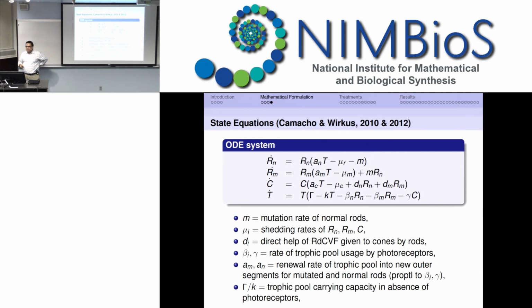This leads to the following system of ordinary differential equations. When we go over this, we see that if the normal rods and the trophic pool interact, then they contribute in a positive way to the population for the normal rods. This is the death rate. This is a mutation rate, so a normal rod will be removed from this population when it mutates, and then it's added to that other population, the mutated rods. Similarly, for the cones, the rods contribute to their survival in a positive way, as does the trophic pool, and this is the death rate. And for the trophic factor, we assume that it was bounded, so for this problem, it was modeled as having a carrying capacity of gamma over K. And of course, this trophic pool is reduced as the photoreceptors consume from that nutrient pool.